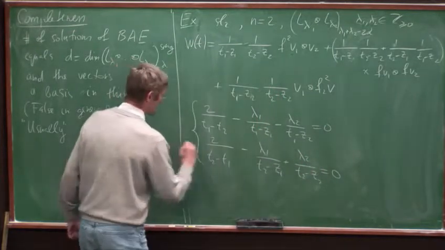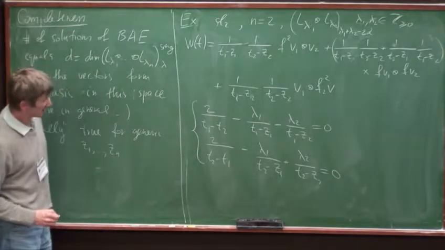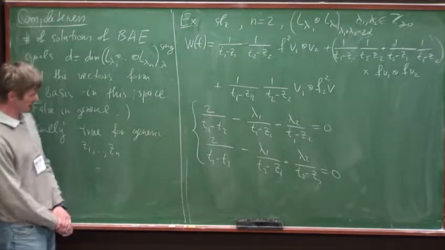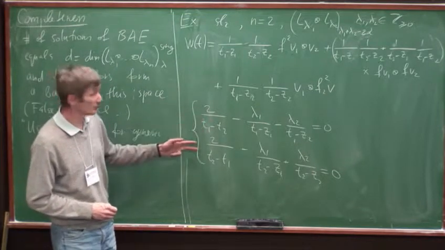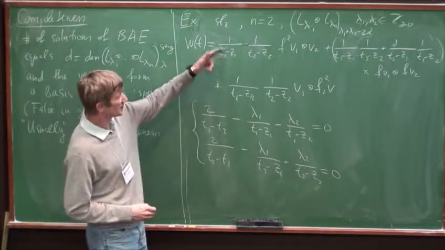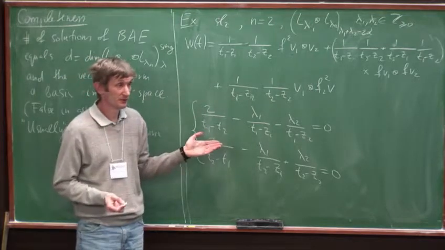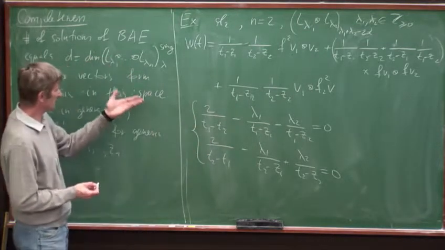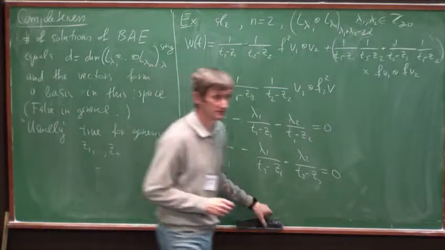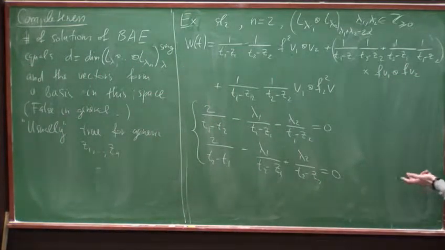So this is the Bethe ansatz equations, which I wrote there in a general way. You have to solve this, find t1, t2, substitute here, and then get your basis of solutions, a basis of eigenvectors for this Gaudin Hamiltonian. Okay, so this is it.